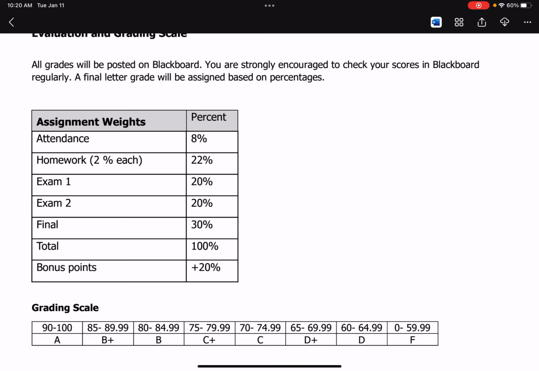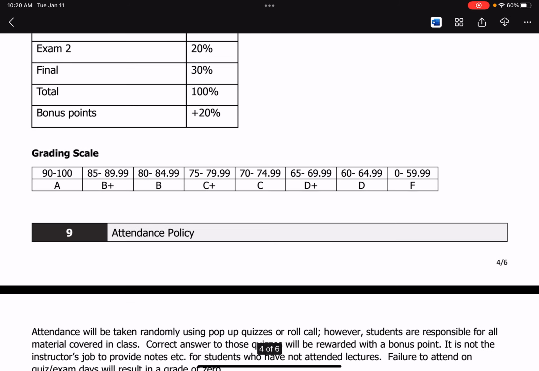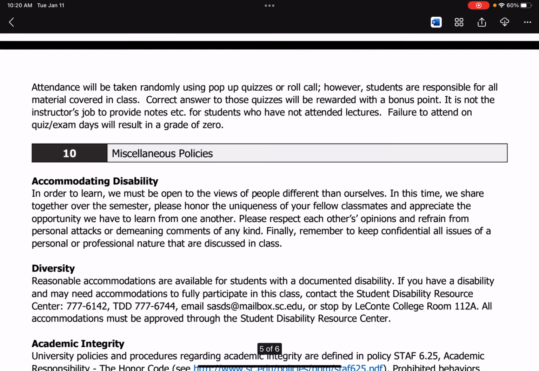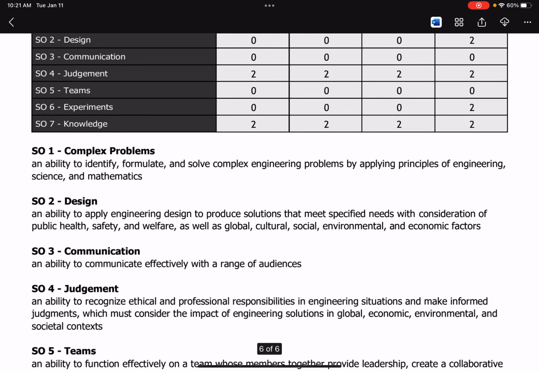No? Okay. Grading, very standard. 90 is going to be an A. 85 up to 89.99 is going to be a B plus. So if you feel that you are going to get 89.99, make sure to submit a bonus point, then you won't need to send me an email and ask me to bump up your grade. Okay. And we talked about the attendance policy and the diversity and the integrity part. Any questions?